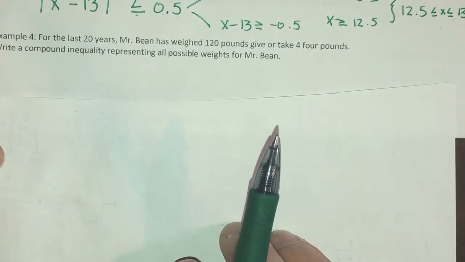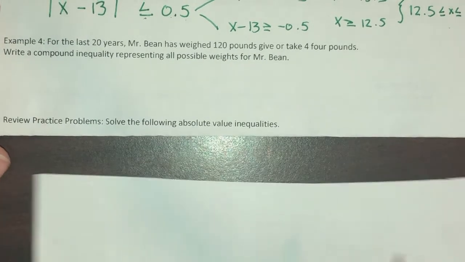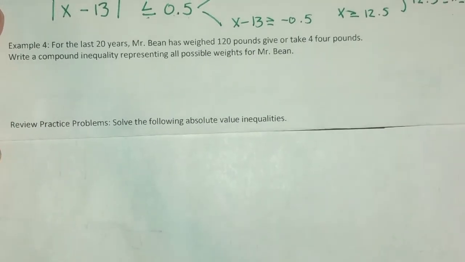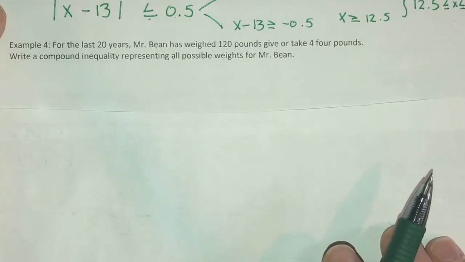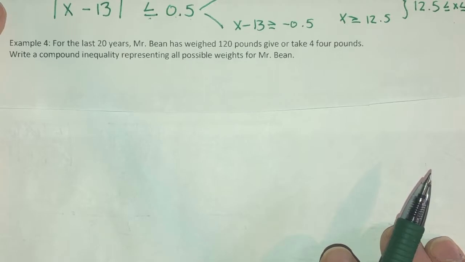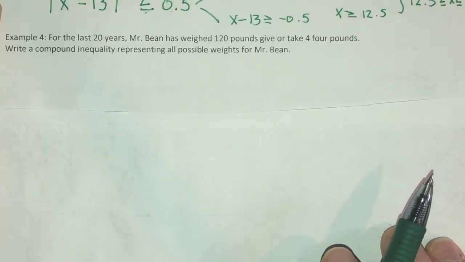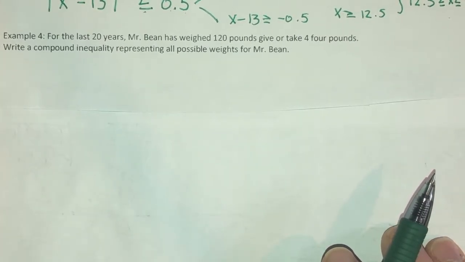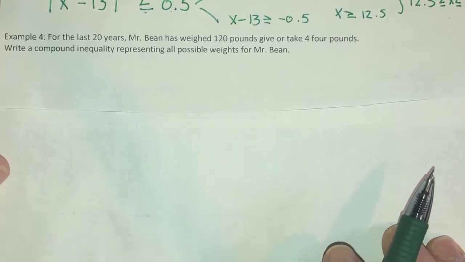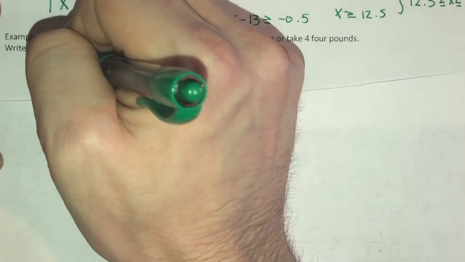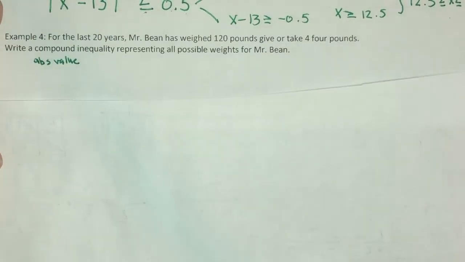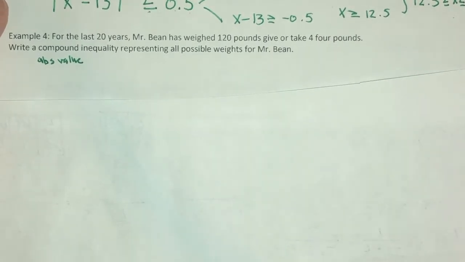All right, so here's the final problem. For the last 20 years, Mr. Bean has weighed 120 pounds, give or take 4 pounds. Write a compound inequality representing all possible weights for Mr. Bean. And the compound inequality is going to come from an absolute value, so I'm going to just annotate that, absolute value inequality. Okay? So again, go ahead.